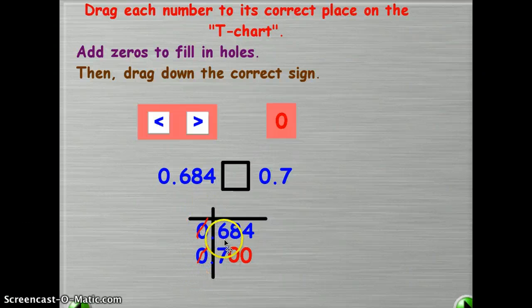I look to my next value. Here I see that they are different, so this is going to make my decision for me. 7 is greater than 6, so 7/10 must be greater than 684 thousandths. And that's because place values get bigger as you move to the left and smaller as you go to the right. The biggest place value they both have in common is the tenths place, and 7/10 has a larger number in the tenths place than 684 thousandths, so this decimal is greater. That's the answer to this problem.